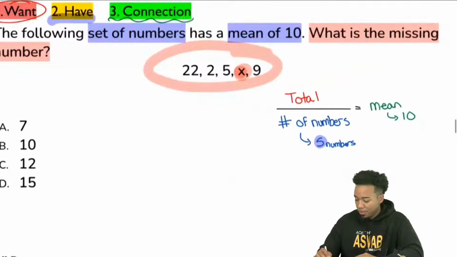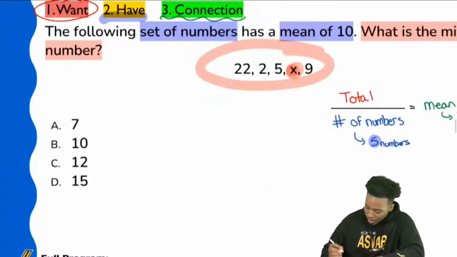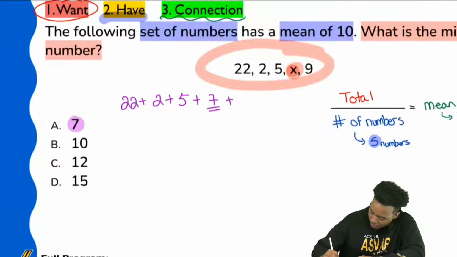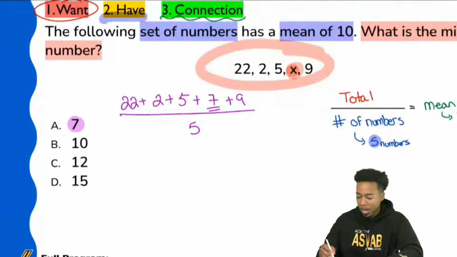And then I'm going to show you how useful this backwards method is going to be because of it. So I'm going to go over here. Let's pretend it's 7. Let me use a purple highlight for 7. Let's try it out. So we have 22 plus 2 plus 5 plus 7 plus 9 all over 5.